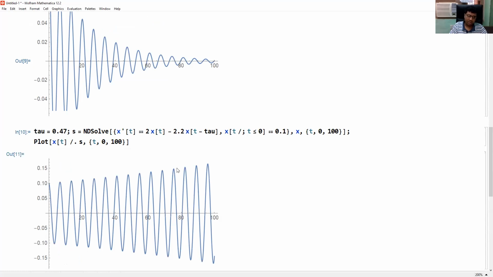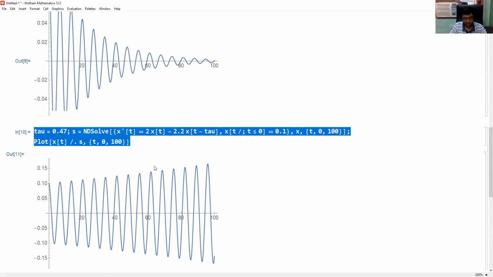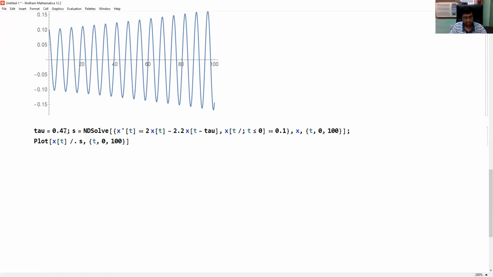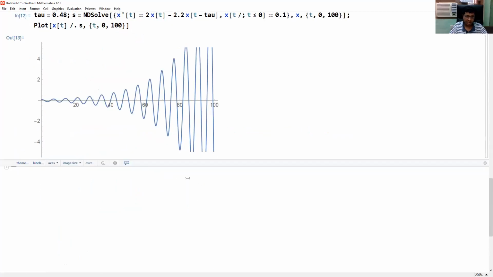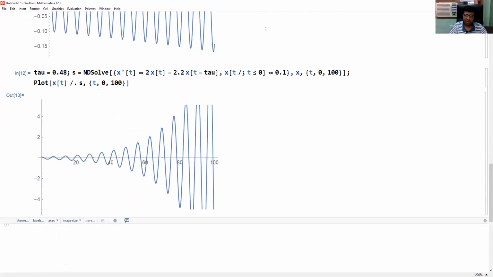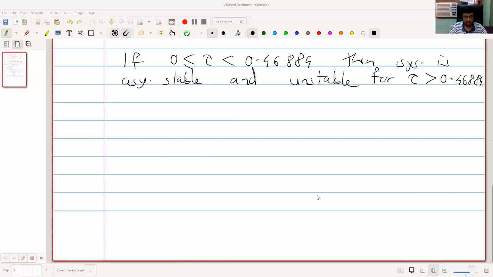It is becoming unbounded slowly. These are undamped oscillations. We may even take a higher value, say 0.48. Now we can check that it is going to be unbounded. Let us move to the next example. Now we discuss non-linear examples. Example 4, which is non-linear.